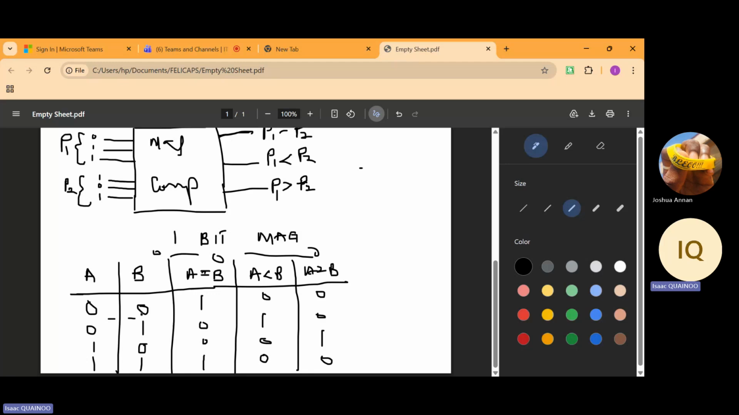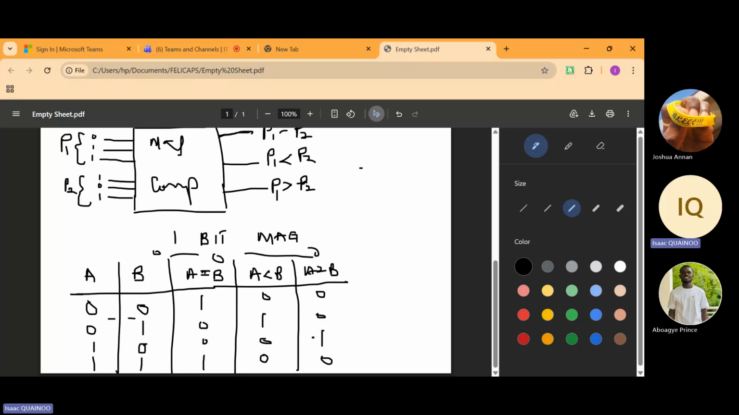So if you check the first line, you can see that only A equals B was high. If you check the second line, only A less than B was high. If you check the third one, only A greater than B was high. And if you check the last one, only A equals B was high. Everything else were zeros. So let's kindly take note of that fact with comparators. So this gives us the outputs.